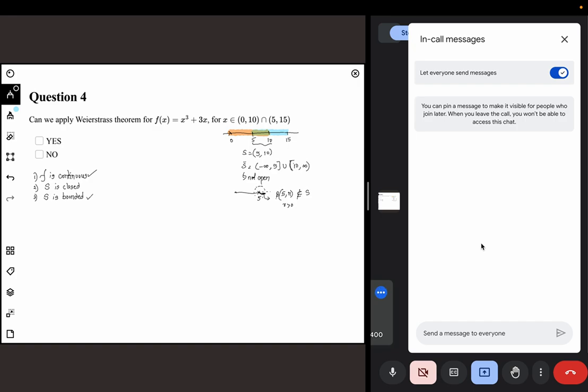So this is not a closed one. If the complement is not open, it means S is not closed. So this is not satisfied. And because of that, you cannot apply the Weierstrass theorem.